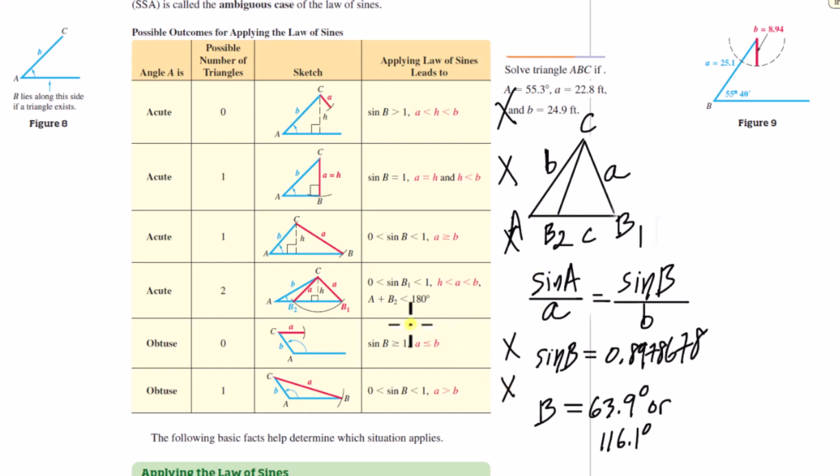You're doing that because, like what they're saying here, A plus B2 can't be greater than or equal to 180. You have to have something less than 180, so that this angle here, not angle C, is greater than 0. It has to be to have a triangle. Now you can check that, but I believe that's going to check out no matter what. But it's good practice to check it. Now they say here the sine of B1 is going to be between 0 and 1, but so is the sine of B2.